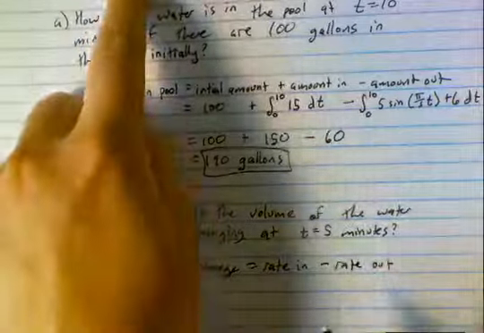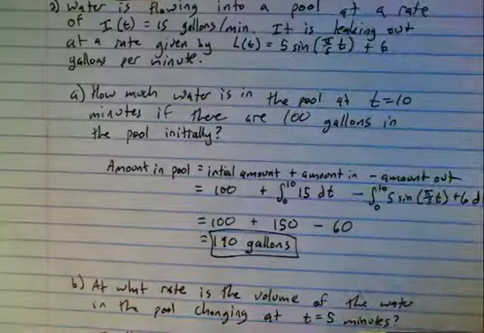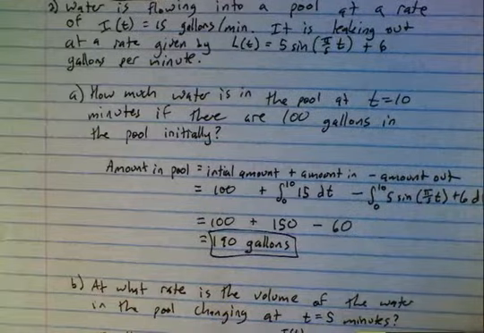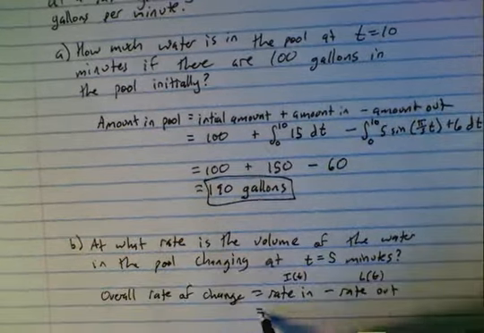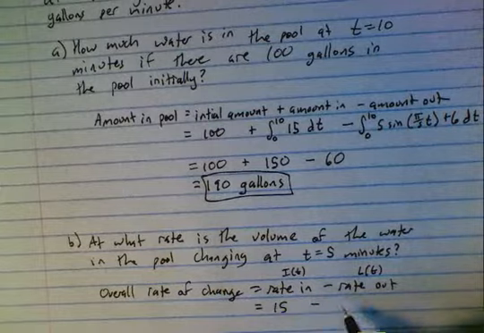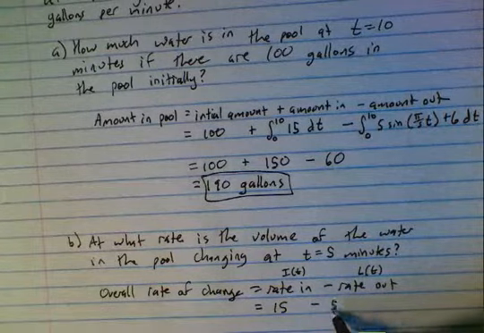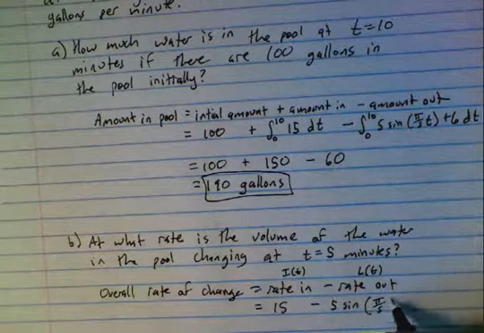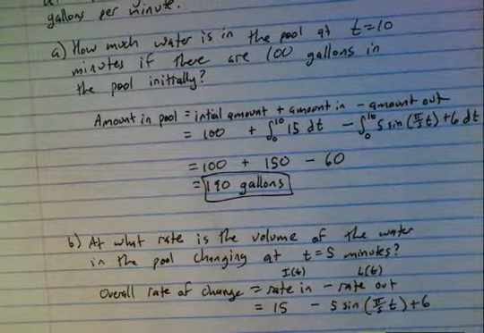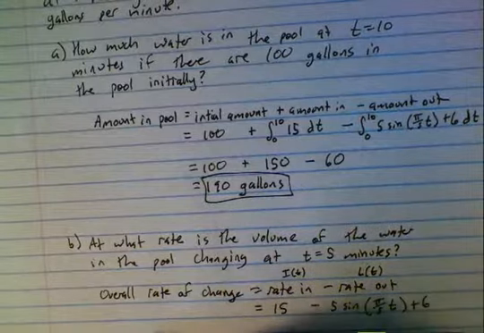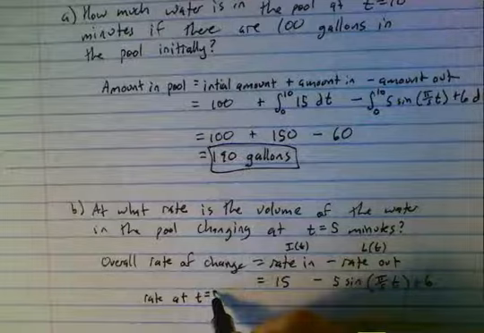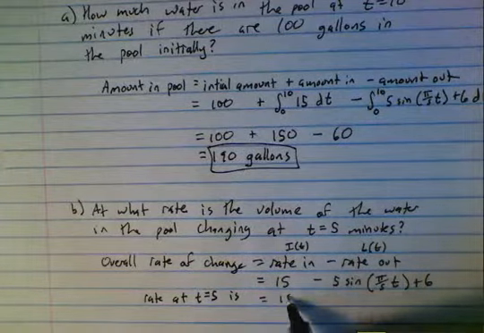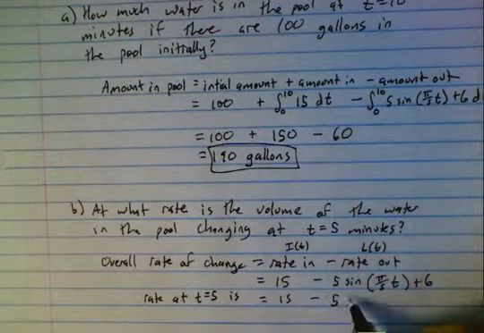And these we're told. We don't have to do any integrals with this. We just have to look at our problem. In, that's I of t. Out was L of t. So the rate in was 15, and the rate out was 5 sine pi over 5 t plus 6. Rate at t equals 5 is equal to 15, and then we just substitute 5 in for t.